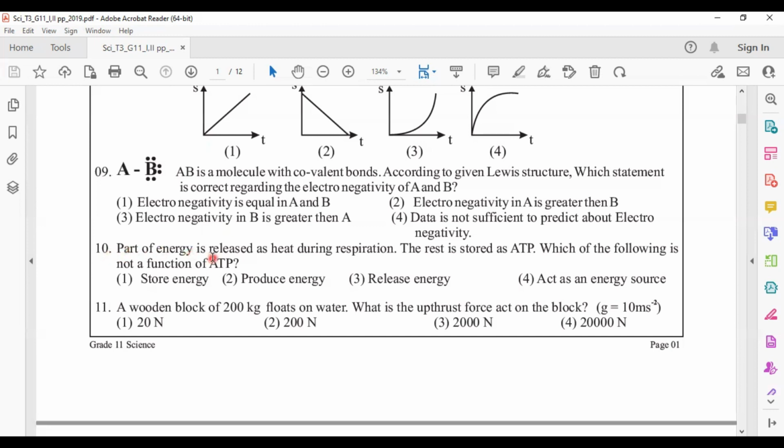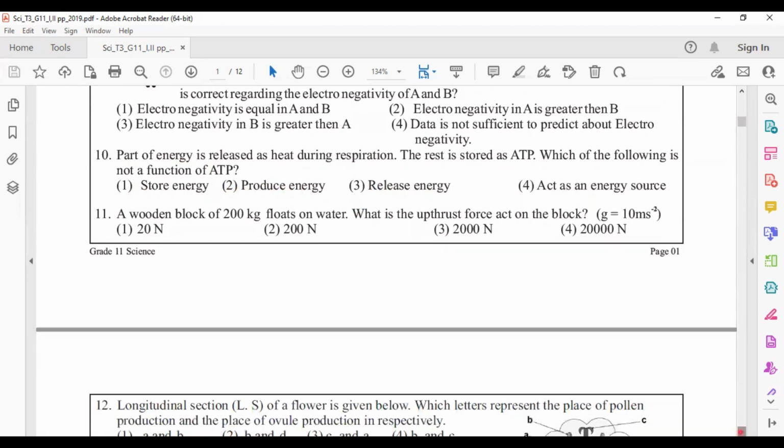Question 10. Part of the energy is released as heat during respiration. The rest is stored as ATP. Which of the following is not a function of ATP? ATP stores energy, produces energy, releases energy, acts as an energy source. Answer 2, produce energy, is incorrect.